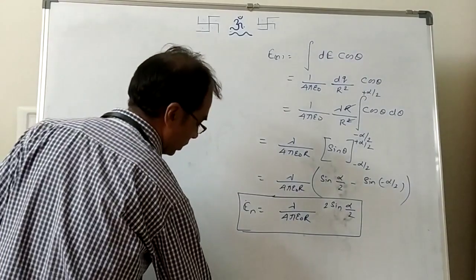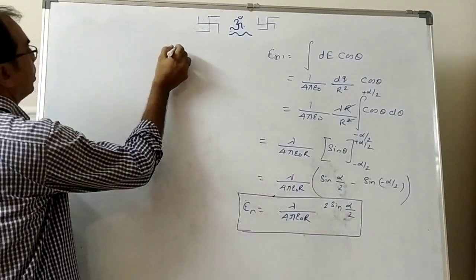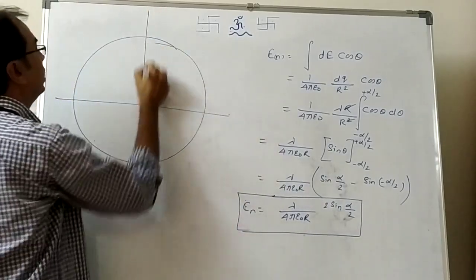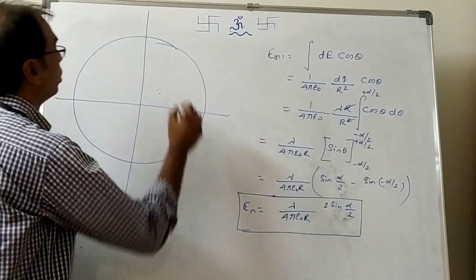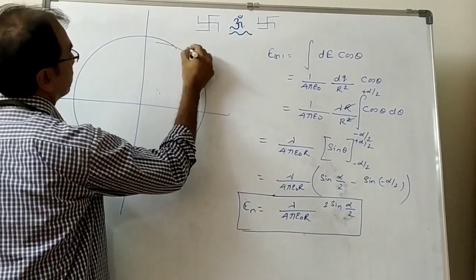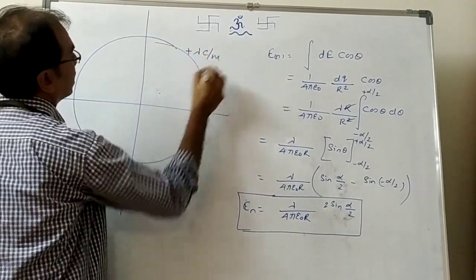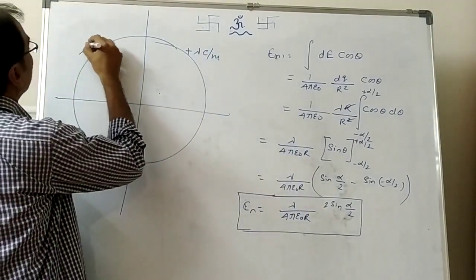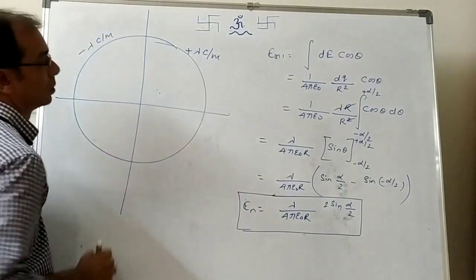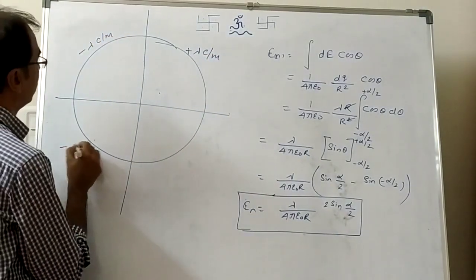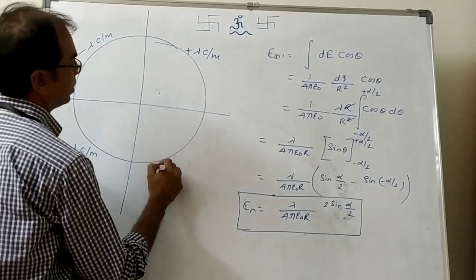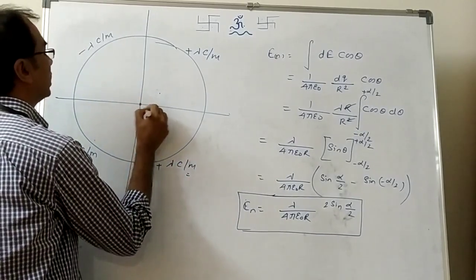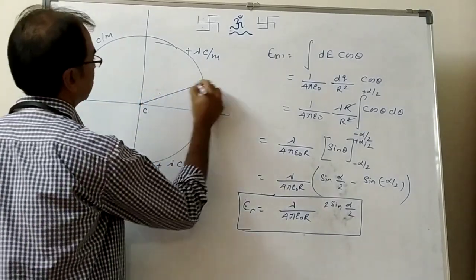Okay. So one more question we'll do. Suppose a ring is given, which is divided into 4 parts. It is told to us that for this part, the charge density is plus lambda coulomb per meter. This one is minus lambda coulomb per meter, this is minus lambda coulomb per meter, and this is plus lambda coulomb per meter. We have to find what is the field at the center, and the radius is given as r.